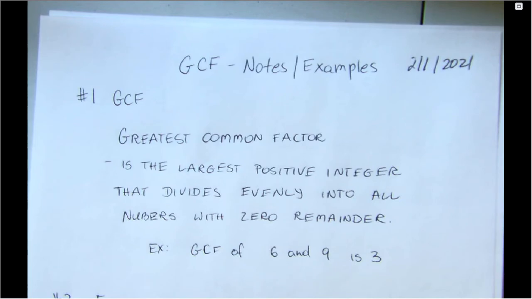So greatest common factor is the largest positive integer that divides evenly into all numbers with zero remainder. So for example, greatest common factor of 6 and 9 is 3, because you can divide 6 by 3 and you can divide 9 by 3, and there's no other factor of 6 and 9 that divides both of them. So this is the greatest one.